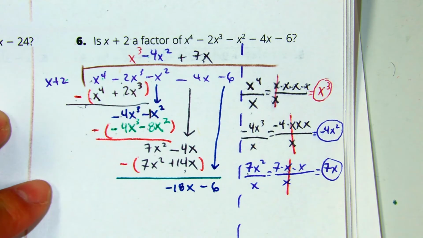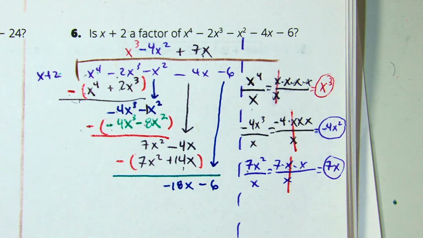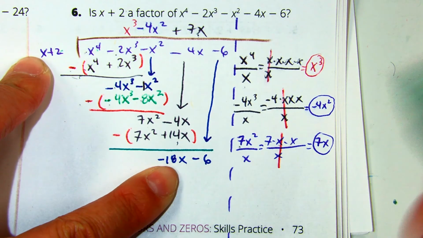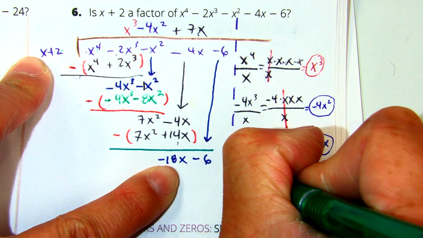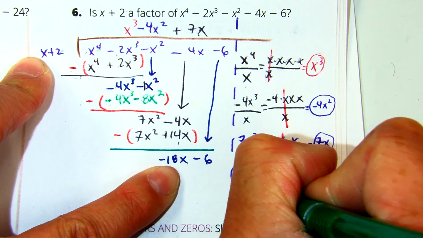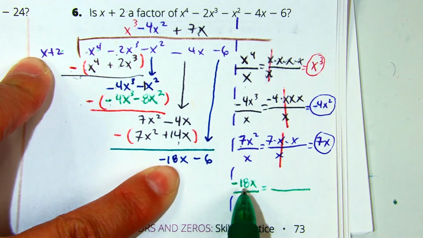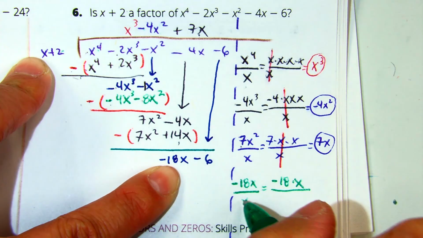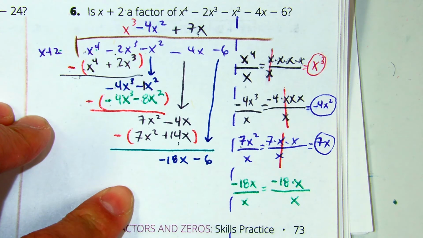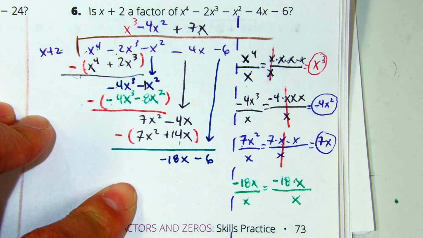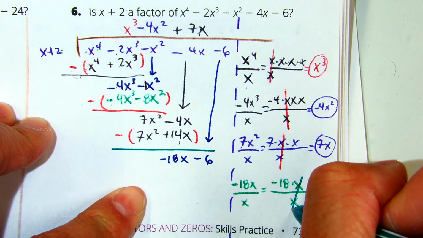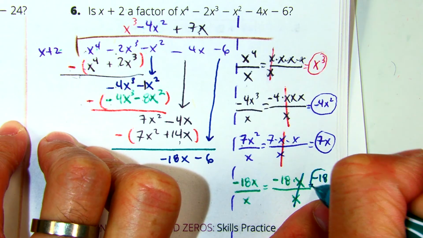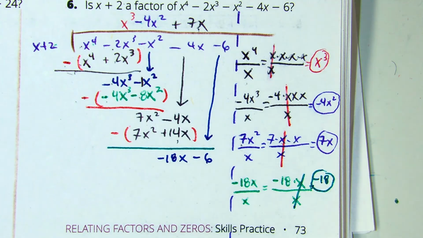Put your finger on the two things we need to divide. It's the x and negative 18x. Let's write it out. As one math professor said, when in doubt, write it out. When in doubt, write them out. And that's an x. So class, if I simplify that, what do I get? Negative 18. Let's write the negative 18 now.